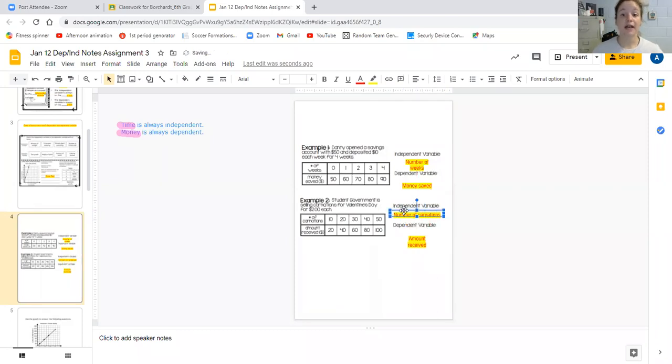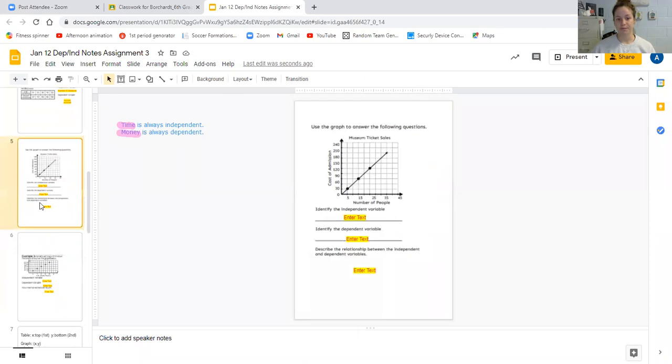Okay, so like I said before, if you remember these two things about time and money and which one's which, you can use process of elimination for the other ones. Okay, so we're going to move on to the next page and get a little bit more practice with these before you do a little bit on your own.